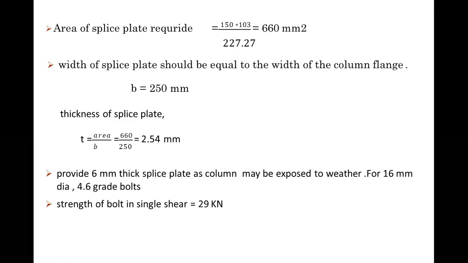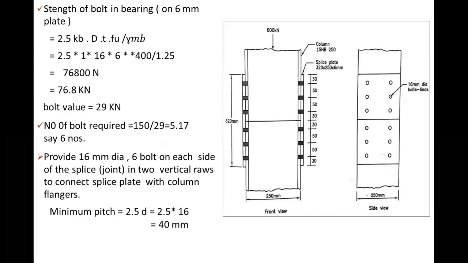For a 16 mm diameter 4.6 grade bolt, the strength of bolt in single shear is equal to 29 kilonewton. So the strength of bolt in bearing is equal to, the equation is 2.5 kbdt Fu divided by gamma mb. Kb is equal to 1, d diameter is equal to 16, t thickness is equal to 6, Fu given is equal to 400, divided by gamma mb is equal to 1.25. So our value is 76.8 kilonewton. So our bolt value is equal to 29 kilonewton.